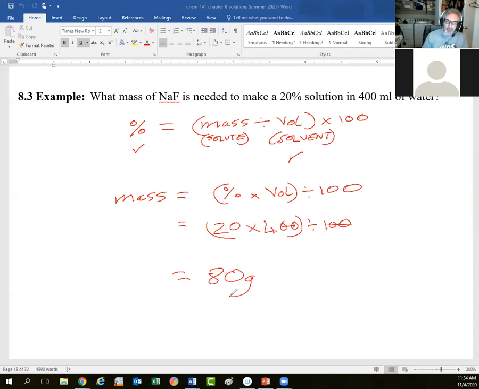Okay, any questions about that one? Molarity is dealing with the number of moles in liters of solution. Percentage concentration is dealing with the mass in milliliters. Be careful, and always distinguish between the actual solute and the solvent.